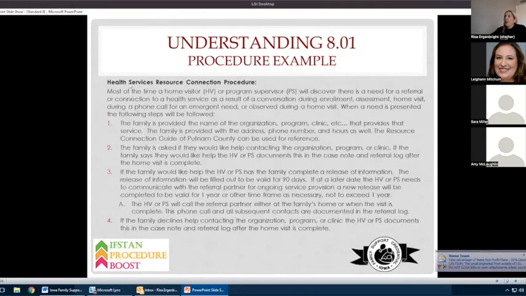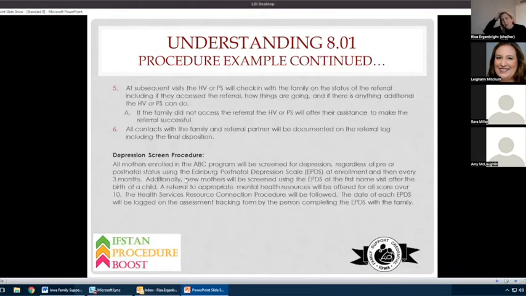So I included in here that health resource connection procedure, and then I also have a depression screen procedure because that's something where there are similarities, but not enough of them to combine. And then in the depression screen procedure, I did refer back to other procedures.